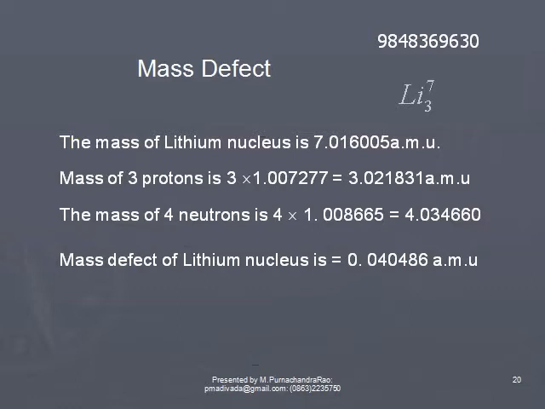So mass of the 4 neutrons is 4 into 1.008665. That is equal to 4.034660. So by computing we will get the mass defect as 0.040486 atomic mass units.